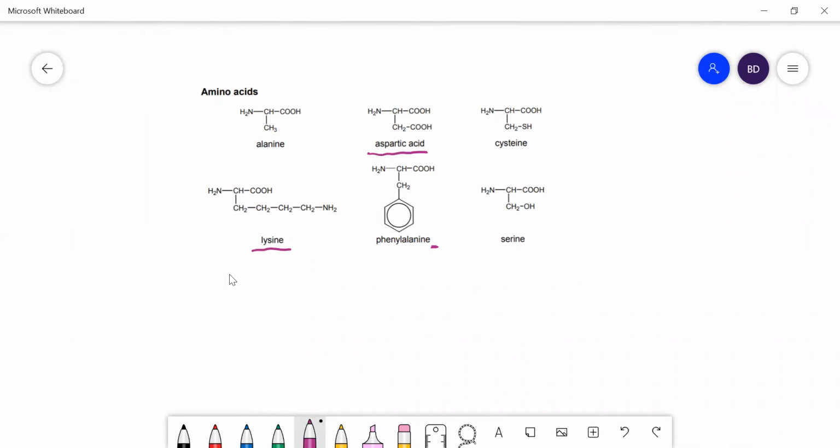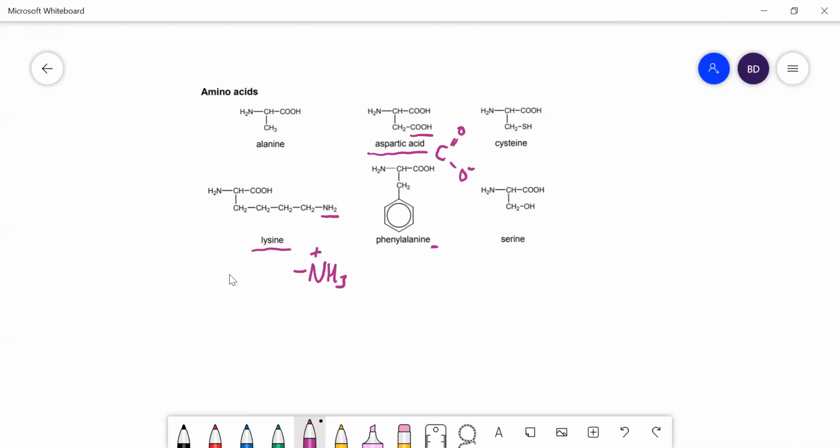Now, at neutral pH in the cell, that NH2 group on the lysine will be protonated. It'll be NH3+, and the carboxylic acid group on the aspartic acid, this one here, won't be involved in forming the peptide link. That's an R group. That will be ionized. That will be the CO2- group.